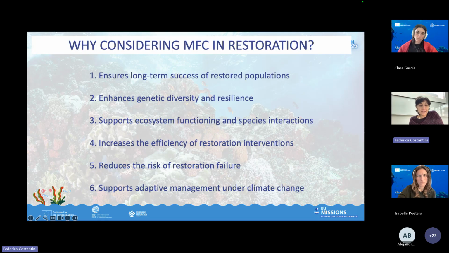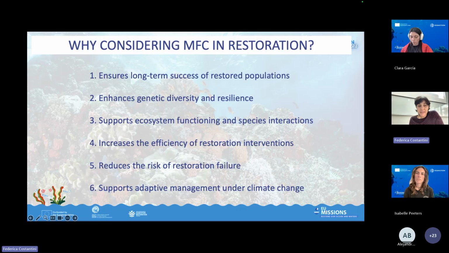Understanding marine functional connectivity also allows us to enhance genetic diversity and resilience. In fact, connectivity enhances genetic diversity, avoiding the creation of isolated populations with low genetic variability that are more vulnerable to disease, environmental change, and climate stressors. Then we can support ecosystem functioning and species interaction. In fact, improving ecosystem stability and productivity.